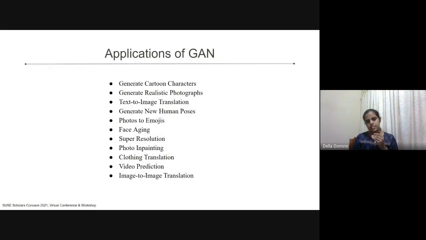photos to emojis translation, face aging applications, which most of you are really familiar with, at least might have used an application that creates aged images of yourself. Super resolution, that is converting low resolution images to high resolution images. Photo inpainting, that is translating actual photographs to paintings. Clothing translation, video prediction, that is predicting the next frame of the video. And image to image translation, that is converting one image to another image, just as we saw in the case of horse to zebra translation.